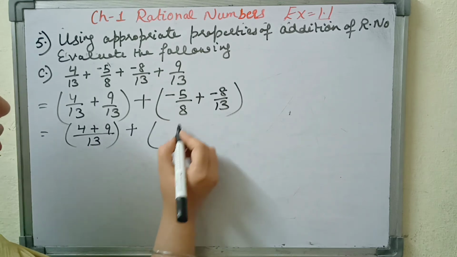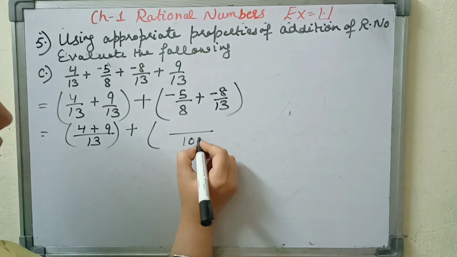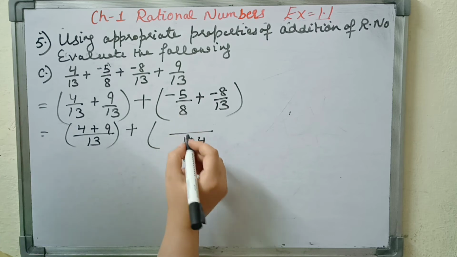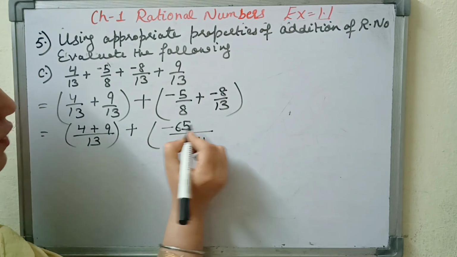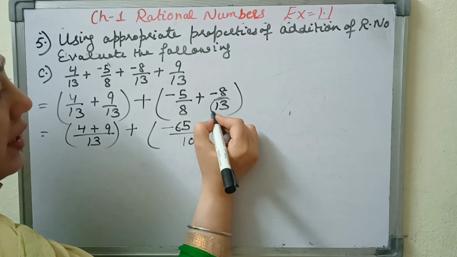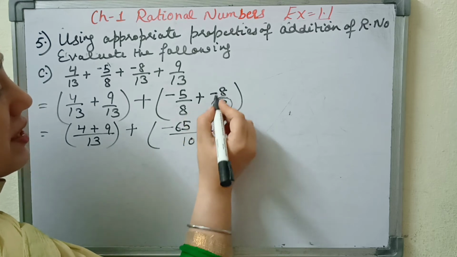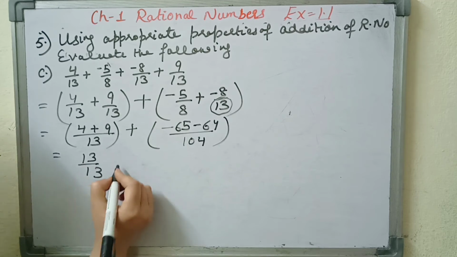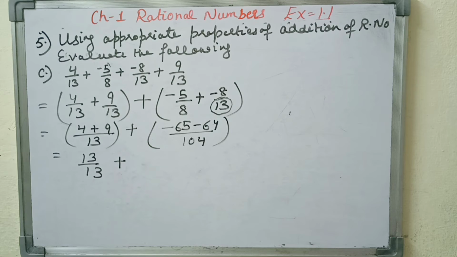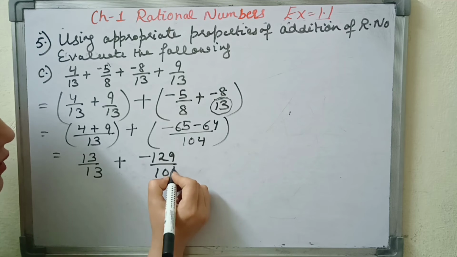Now, in the other bracket, the LCM of 8 and 13 is 104. 13 8s are 104. So, now, 104 when divided by 8, we will get 13. And 13 multiplied by minus 5, we will get minus 65. Again, 104 when divided by 13, we get 8, and 8 multiplied by minus 8 is minus 64. Plus minus is minus. 9 plus 4 is 13 over 13. Plus minus minus is plus. 65 and 64, it is minus 129 over 104.